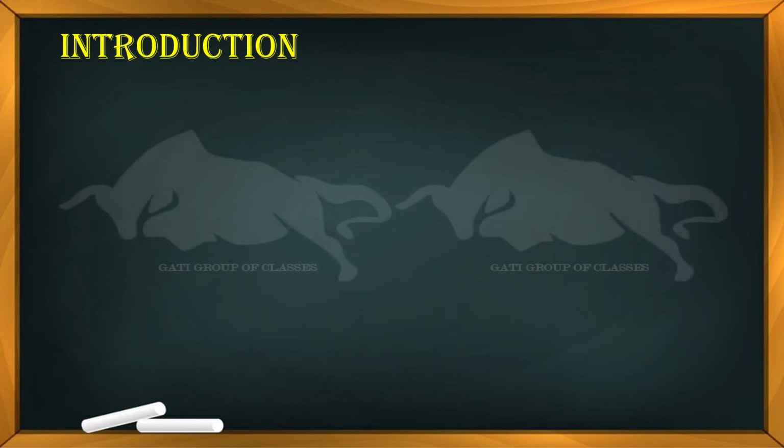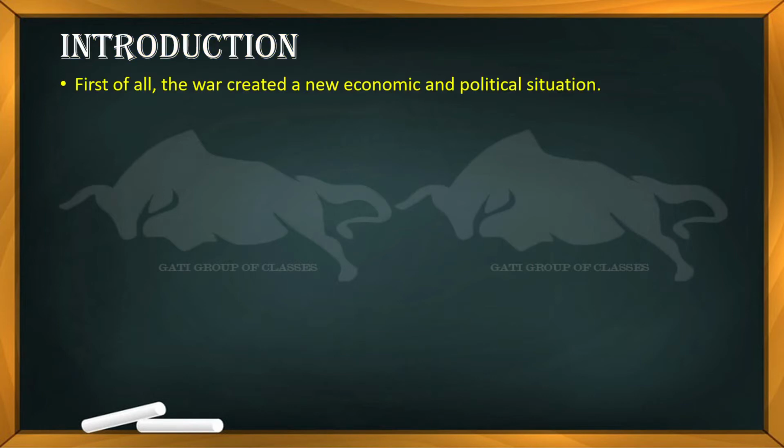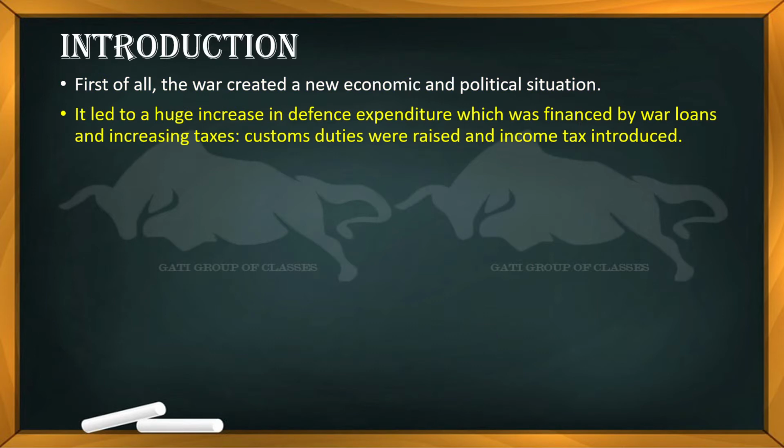The first thing is the introduction. First of all, the war created a new economic and political situation. Now, what was the economic and political situation at that time? Because of the war, the defense expenditure was continuously growing for every country. We are talking about the world, and the Britishers were already working in India. So because of this, they imposed new types of taxes on the people just to meet the expenditure. What types of taxes were there? Customs duties and the income tax. These both were new taxes that had been introduced by them.